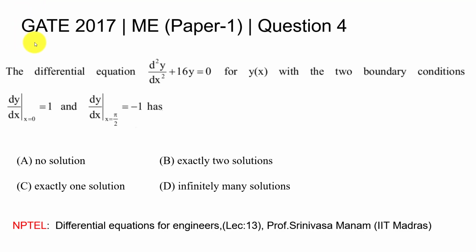Hello all. Today we are going to see a question from GATE 2017, Mechanical Paper 1. Question number 4. You are given a differential equation of this form and two boundary conditions. You need to find out whether this has any solution or infinite solutions. Based on these options you need to figure out what the answer is.